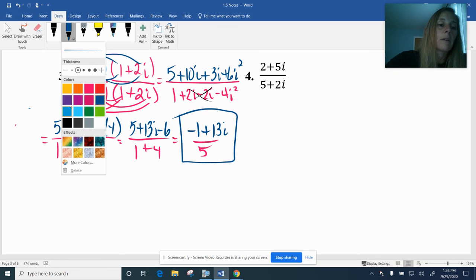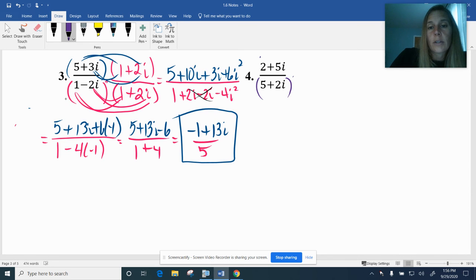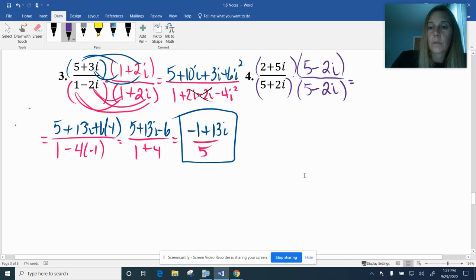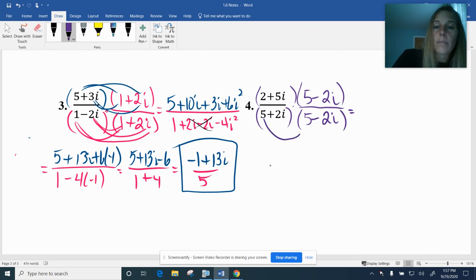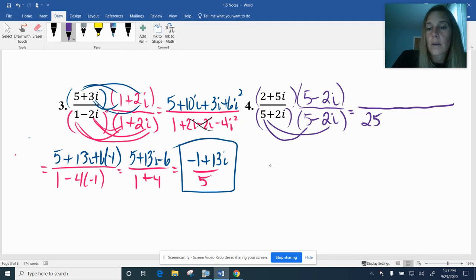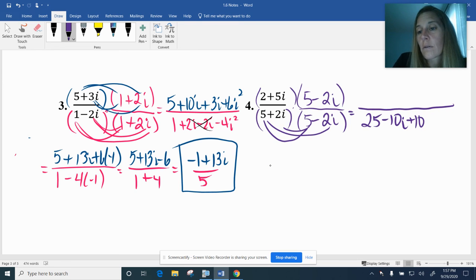All right, let's see. And then we're going to do another conjugate here. So again, my conjugate is 5 minus 2i. Let's go down. On the bottom, I'm going to get 25 minus 10i and plus 10i, which are going to cancel, and then minus 4i squared. A lot of 4i squareds on here.